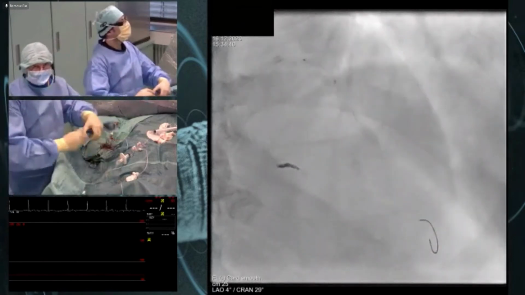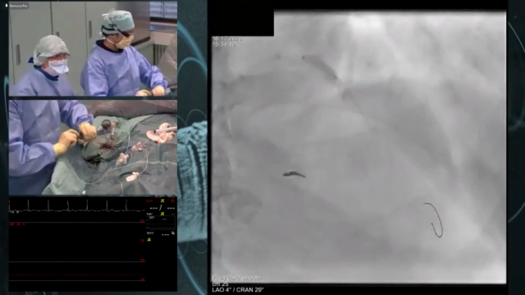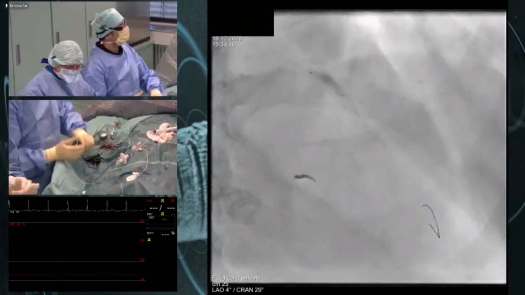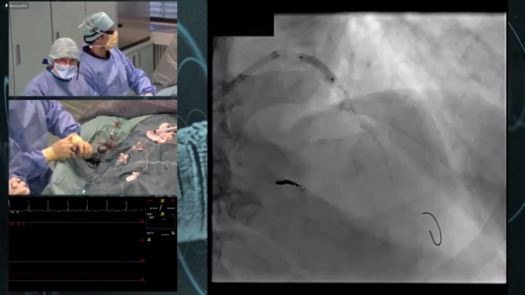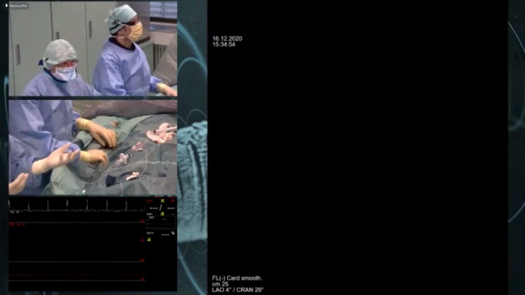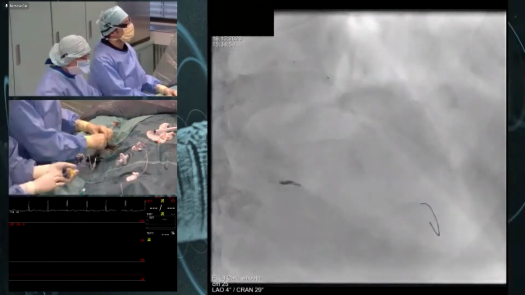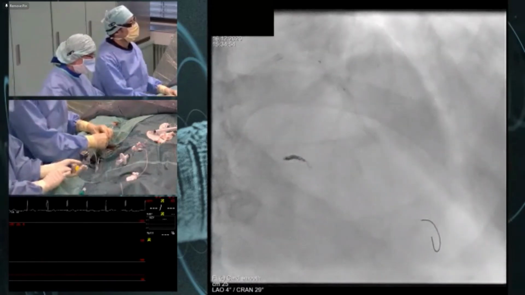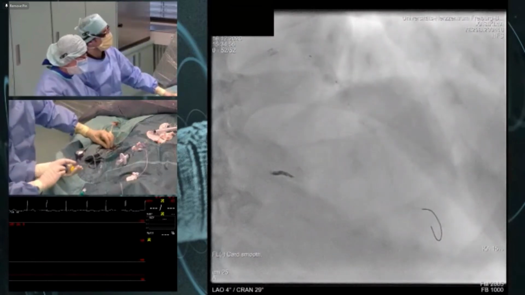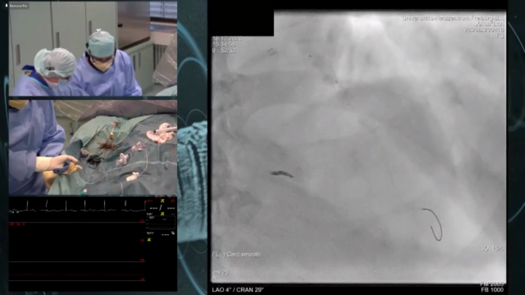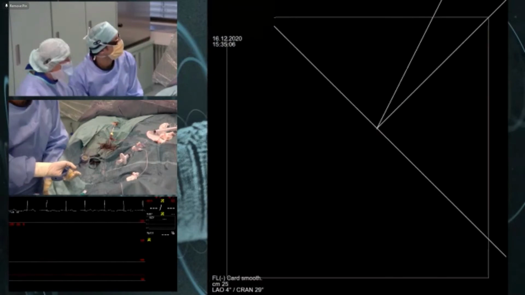You can use this guiding extension even to place the stent in the position. Usually it's a longer stent. But in this situation, it was very easy. Should we do one IC stent? Do you like to show one live stent?